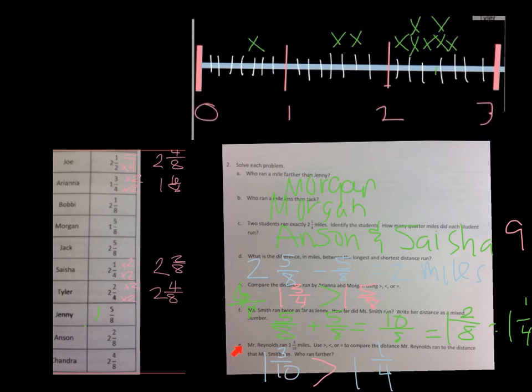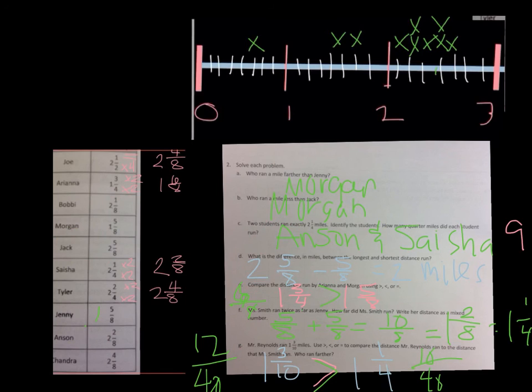G says Mr. Reynolds ran 1 3/10 of a mile. Use greater than, less than, or equal to compare the distance that Mr. Reynolds ran to the distance that Miss Smith ran. Who ran farther? So we take Miss Smith's distance of 1 1/4 and Mr. Reynolds' distance of 1 3/10, and we compare them. If we were to find a common denominator for this problem, our common denominator would be 40. To get to 40, we take 10 times 4, so we have to do the same thing to our numerator. 3 times 4 is 12. We take 4 times 10, we do the same thing to our numerator. 1 times 10 is 10. We know that 12/40 is greater than 10/40, so 1 3/10 is greater than 1 1/4.